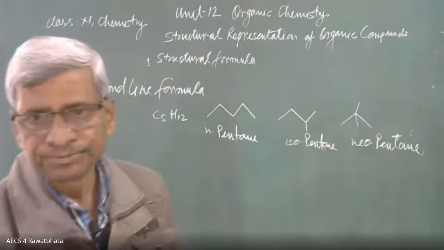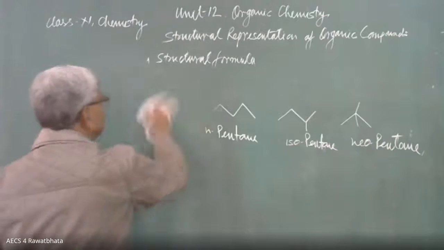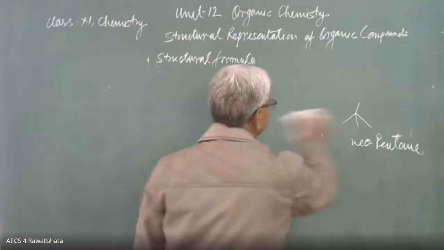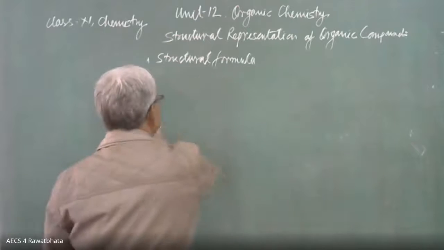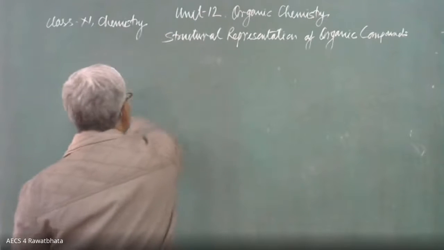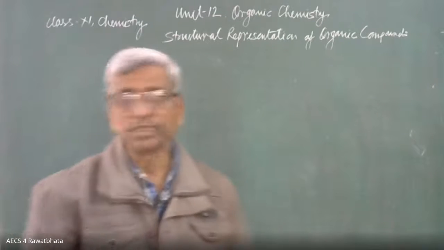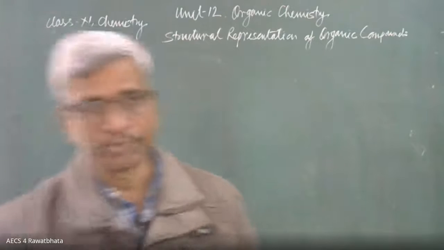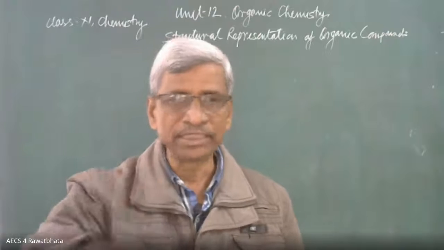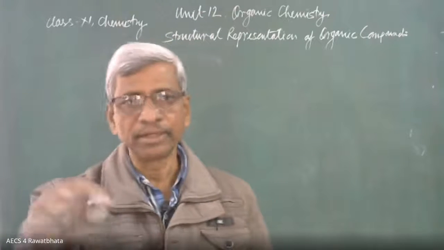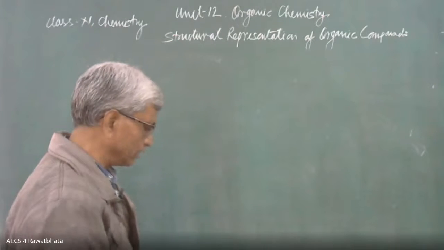Okay? So this is one important technique, the bond line formula of organic compounds. It is in practice also, in use while writing some organic reactions. We are using bond line formula. Benzene, very common. Benzene, we don't write C6H6. Generally, we use a hexagon along with a circle representing the delocalization of pi electrons. That is the bond line formula.